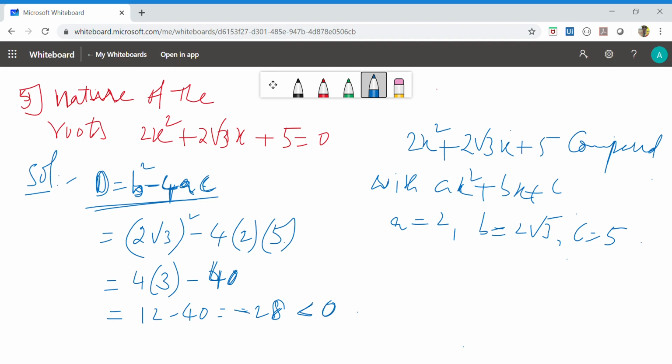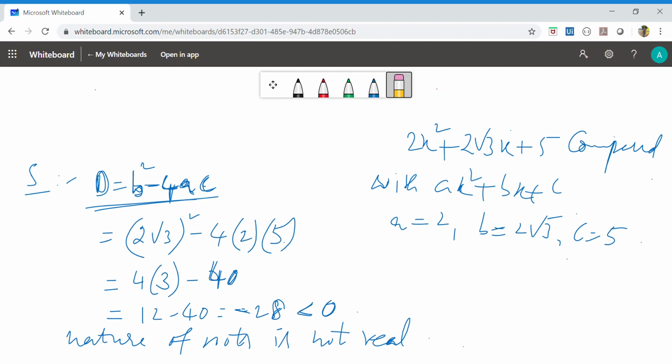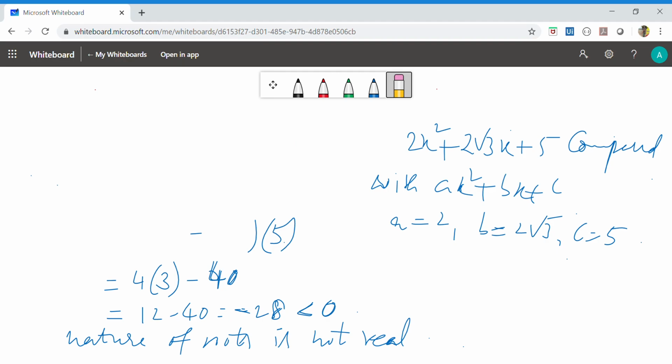So that's why the nature of roots is not real. So the nature of roots of the given quadratic equation is not real. Maybe imaginary. So not real roots you can write. So like that you have to find out the nature of the roots.